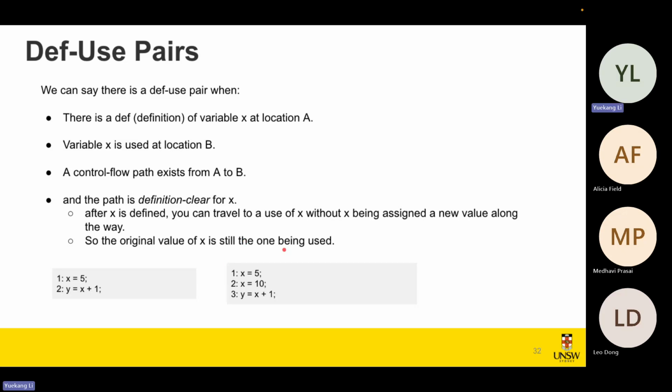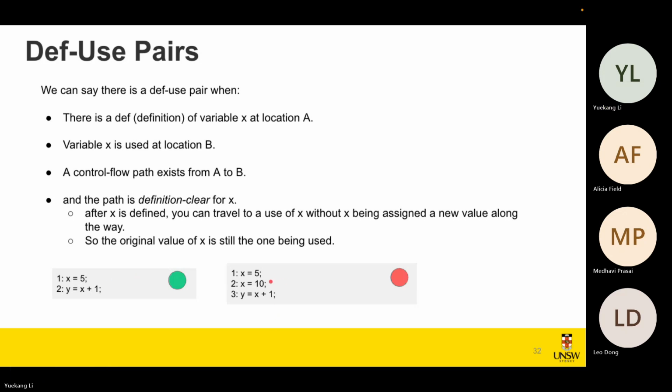The first one or the second one? Which one is definition clear for x from the start, from the first statement to the last statement? The first one is definition clear, right? Because for the second one, there is another definition, right? The original value is not kept for the usage. So the first one is definition clear, and the second one is not.